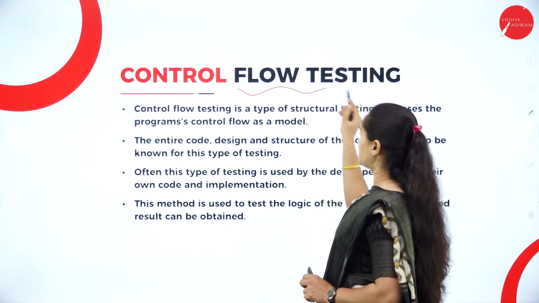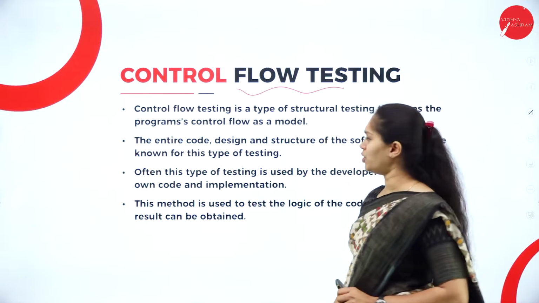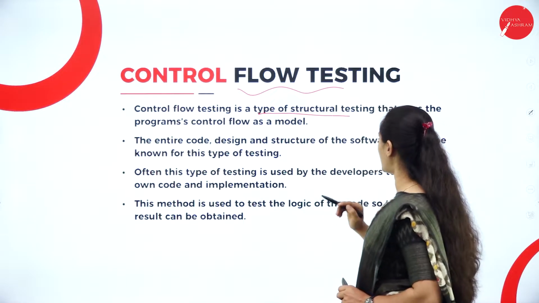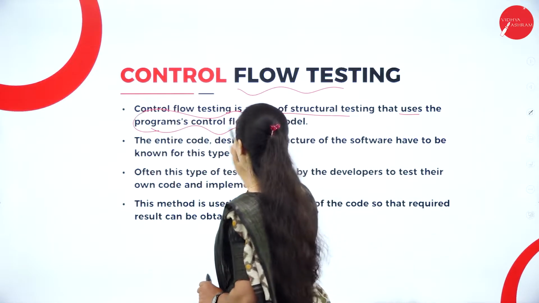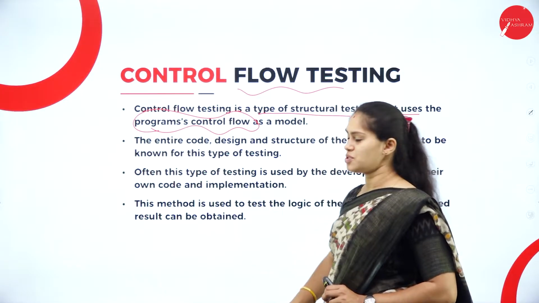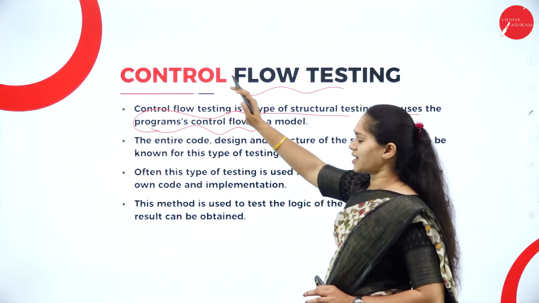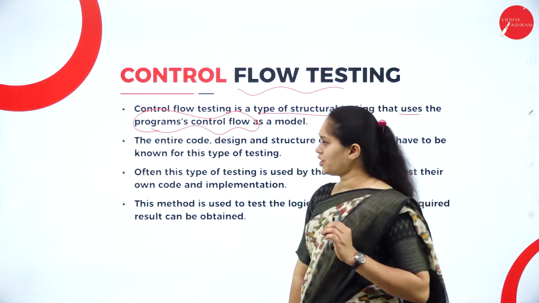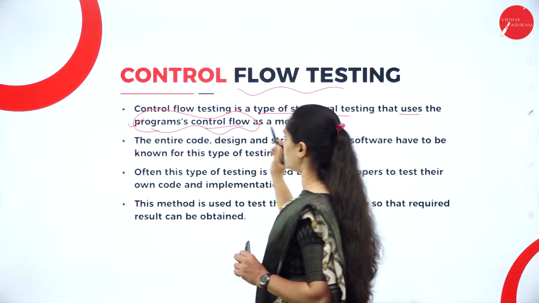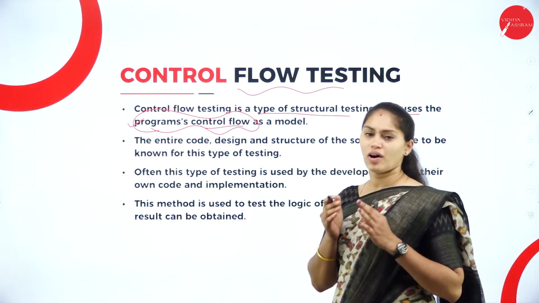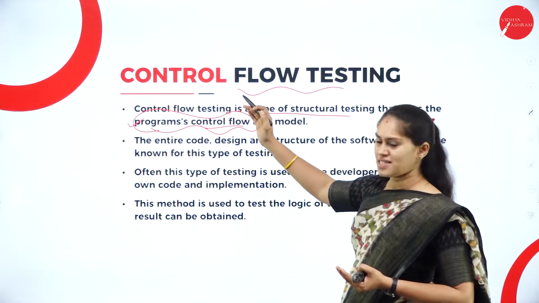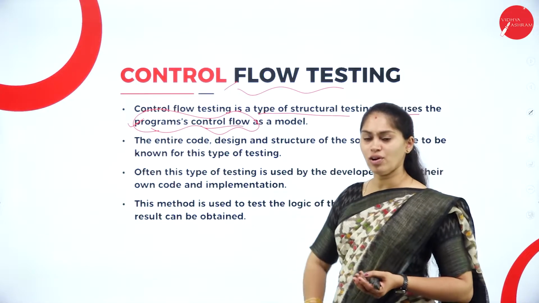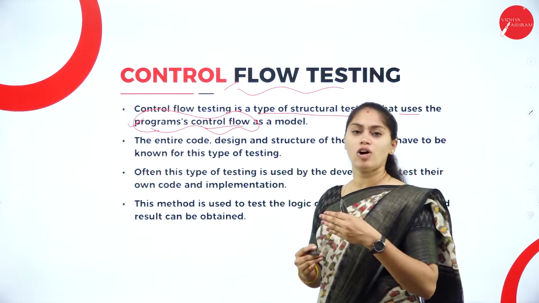So the first type is control flow testing. It's a type of structural testing that uses the program's control flow as a model. So for control flow testing, they are going to take the program's control flow as an input or a model. In order to test this structural testing, we have a control flow to get to know the flow of a program.